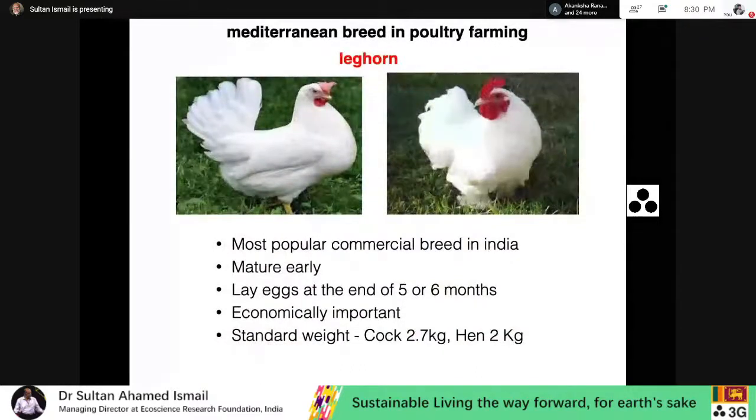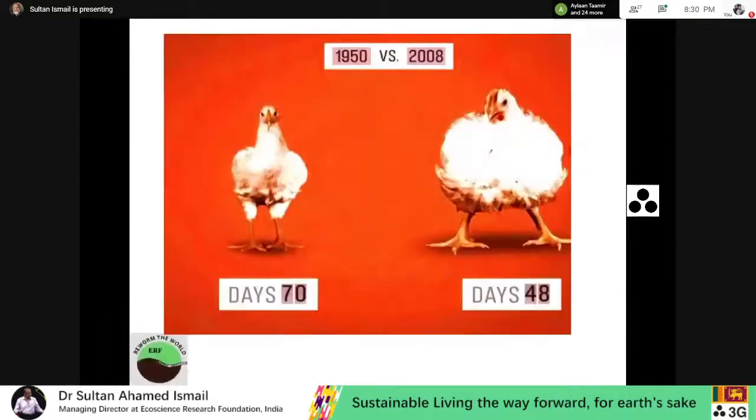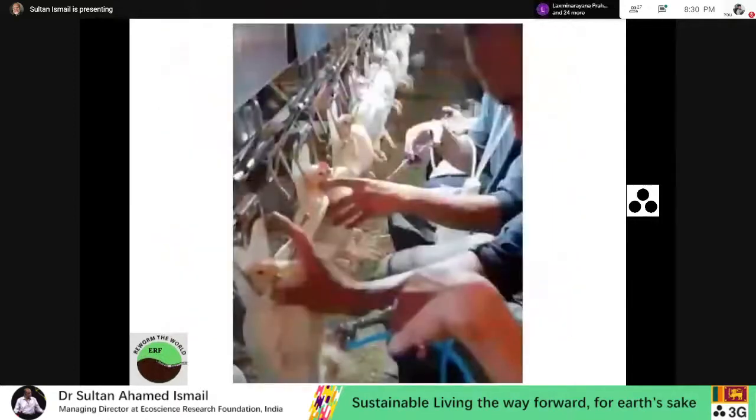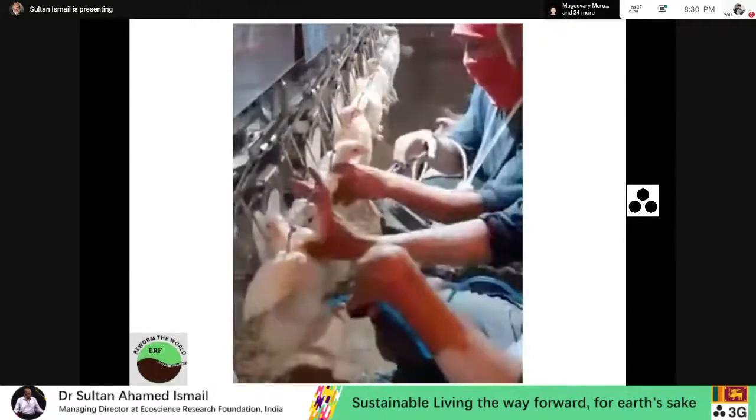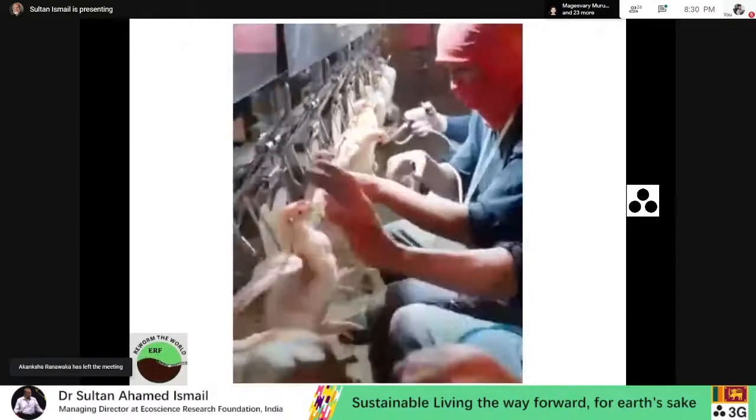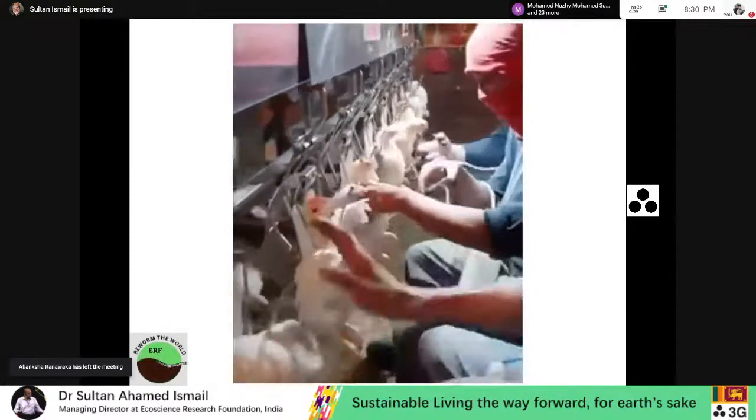And this Mediterranean chicken, when I was young, in about 70 days, it would stand straight. But today's chicken in 48 days starts with its legs apart, unable to bear its own weight. Heavy treatments of hormones, antibiotics. And how are they done? They are done as a sort of chain where people sit together, have injections, and keep pumping in. Hormones are pumped in, antibiotics are pumped in.